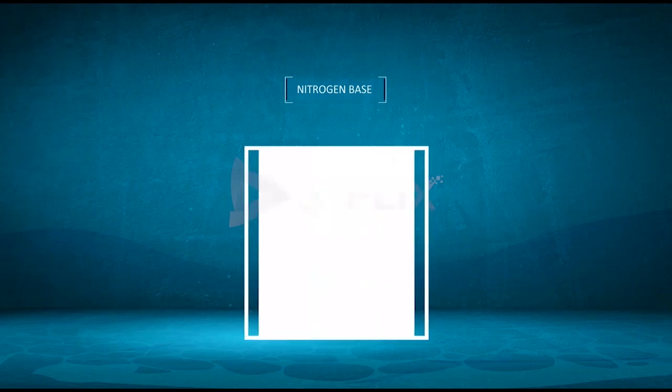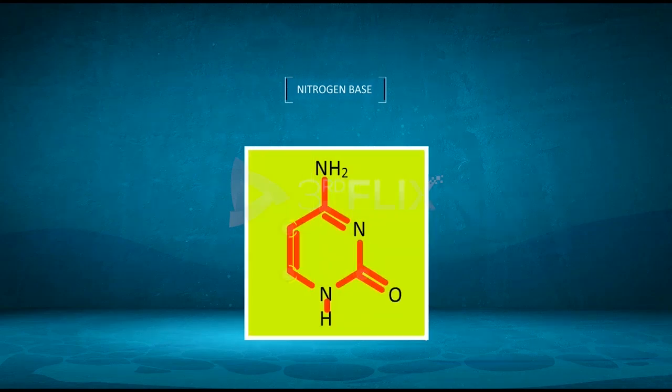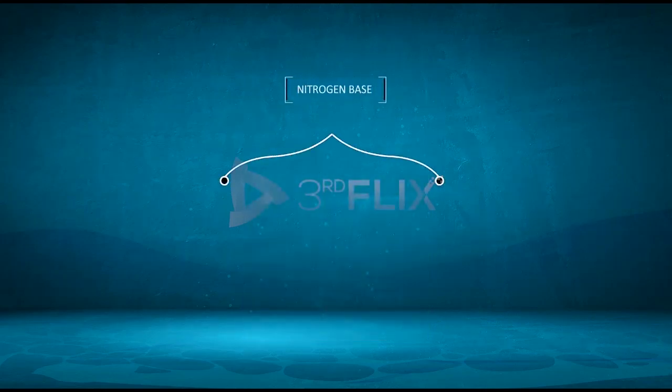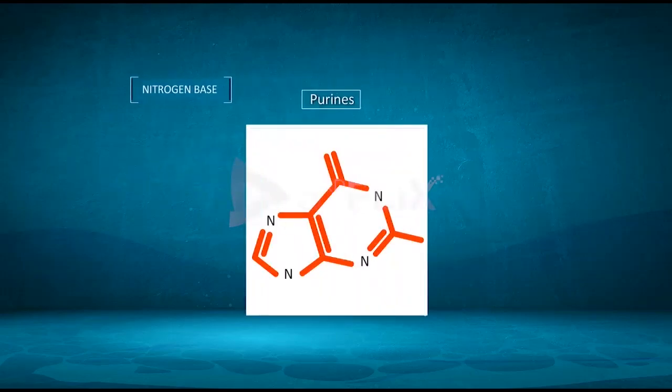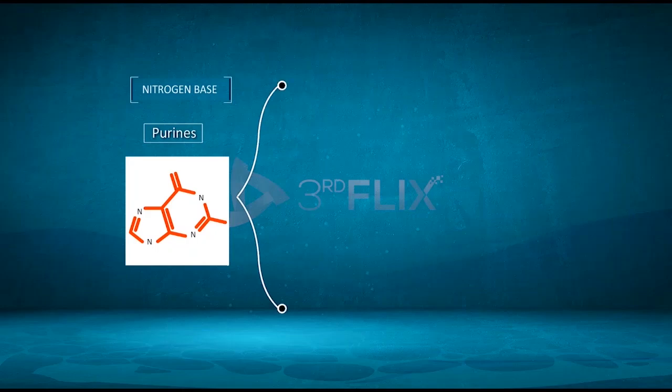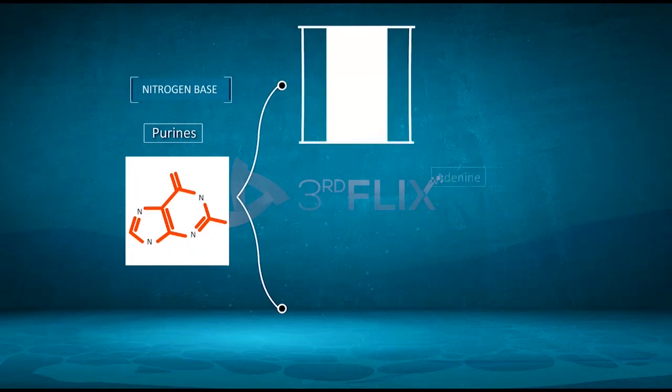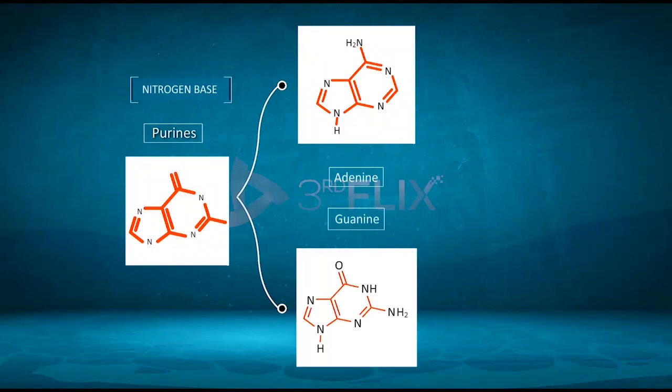Nitrogen base. Nitrogen bases are heterocyclic compounds made of carbon and nitrogen. They are of two types, namely purines and pyrimidines. Purines are dicyclic compounds with 2 CN rings. Different types of purines are adenine and guanine.